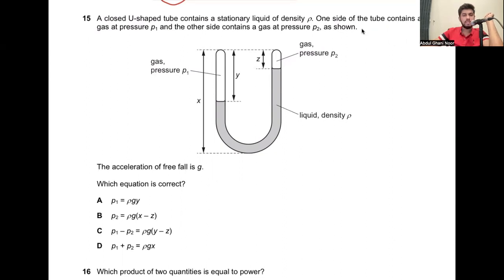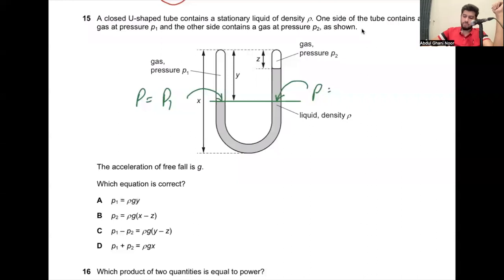Which equation is correct? Now, you can't go through all these equations and figure out which one is correct. The easier approach is to make the equation yourself. I know that for a continuous liquid at the same level, the pressure will be the same. So the pressure over here is equal to P1. The pressure at this point is due to this gas, which is P1. There's no liquid above it. It will be equal to the pressure over here. Let's call this P.